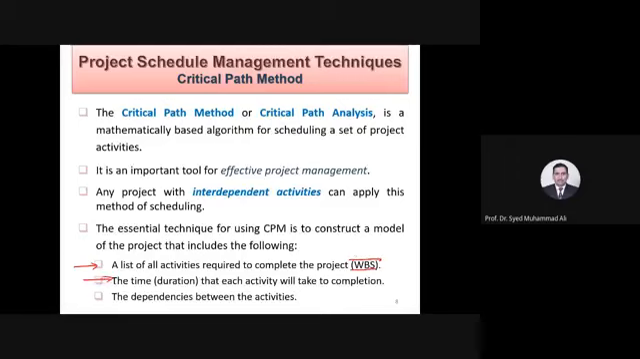Then you need to know the time duration that each activity will take to complete. Then finally, the very critical thing, the dependencies between the activities. What is the relationship between these activities? We will discuss this quickly later on.